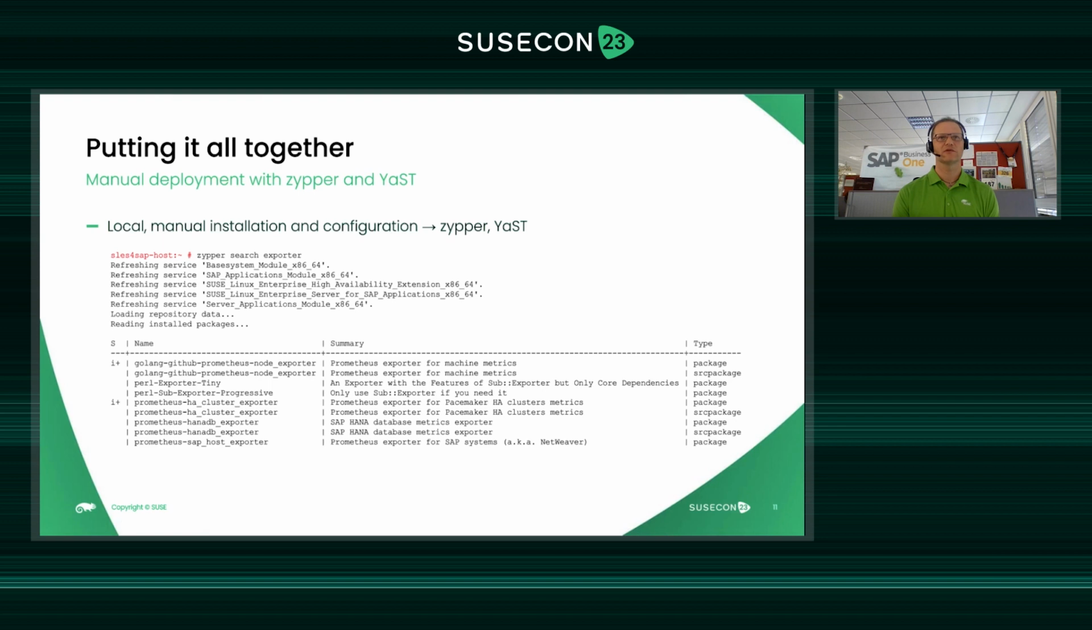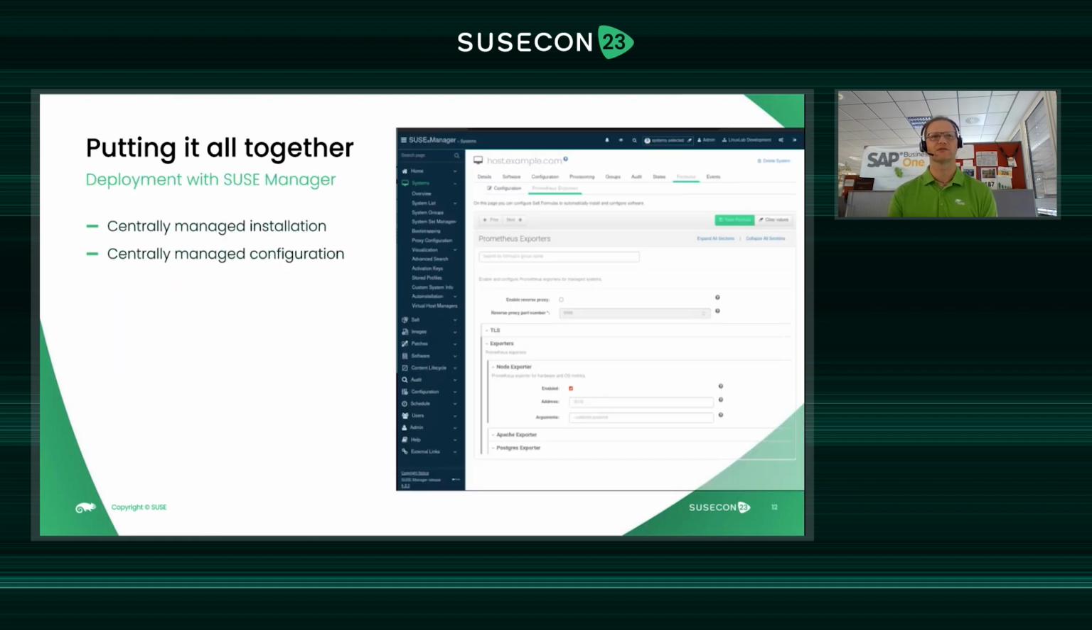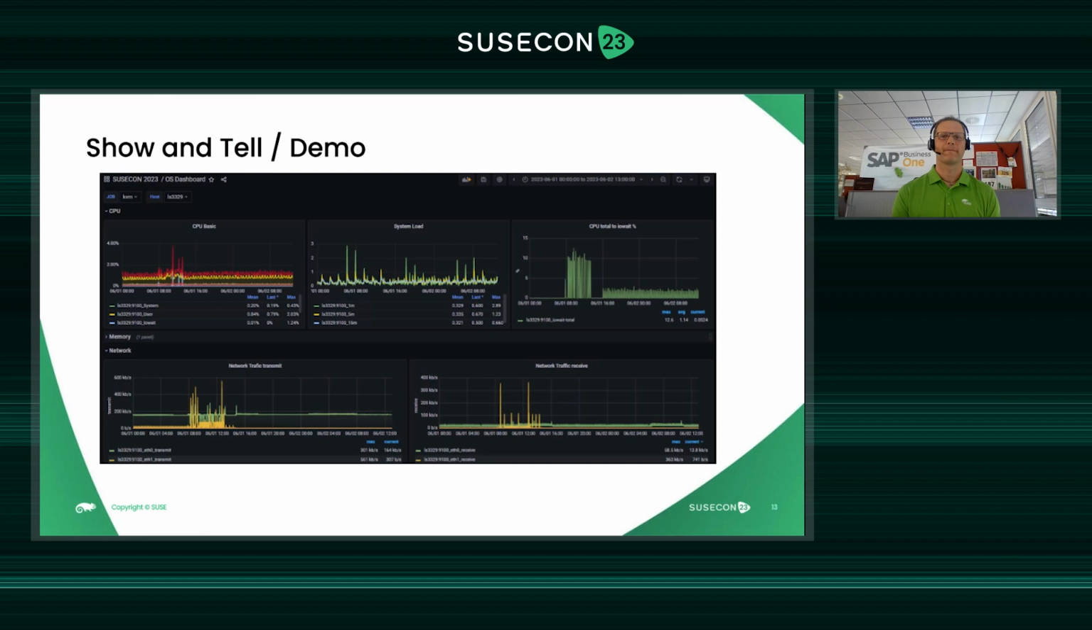If you would like to have more centralized deployment and controlled installation, we see it on the next slide. You can use the Uyuni server. And with Uyuni, we have Salt states, Salt formulas, where you can select the exporter which you would like to deploy and the system, and you can manage and control and install and patch all the exporters with the Uyuni server as well.